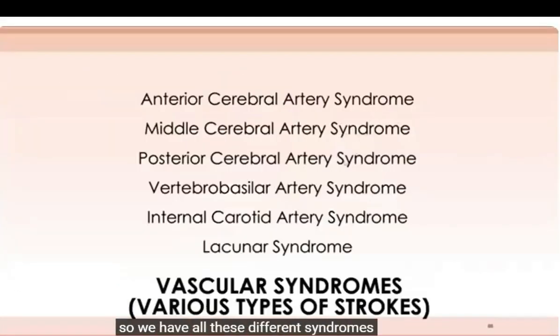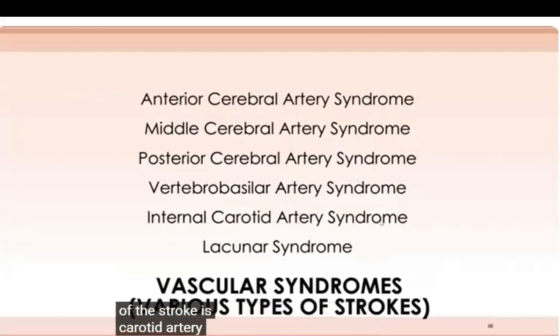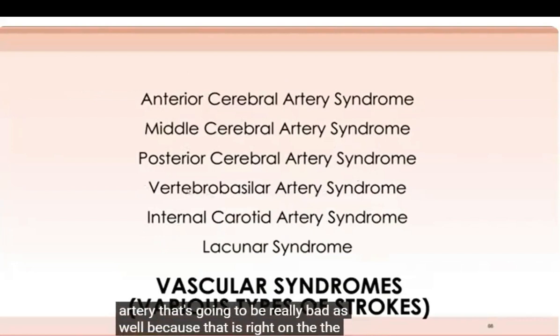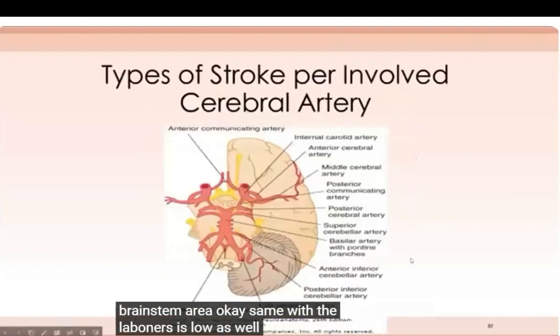We have all these different syndromes that can occur based on where the area of the stroke is. Internal carotid artery syndrome: the internal carotid artery divides into the anterior and middle, so that's going to be a very bad stroke because it's blocking both of these arteries, okay? So that's pretty significant. Vertebral basilar artery is going to be really bad as well because that is right on the brainstem area, okay? Same with the lacunar stroke as well.